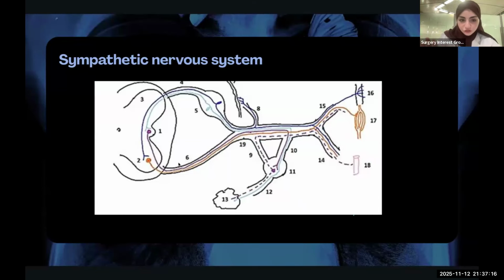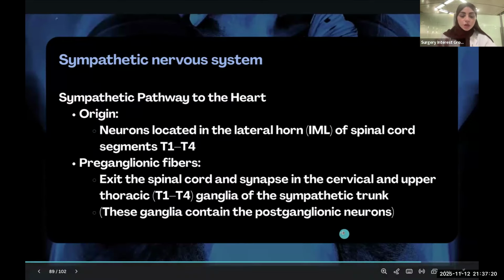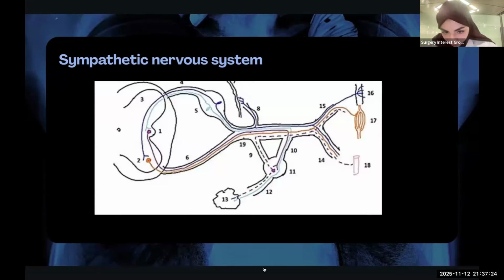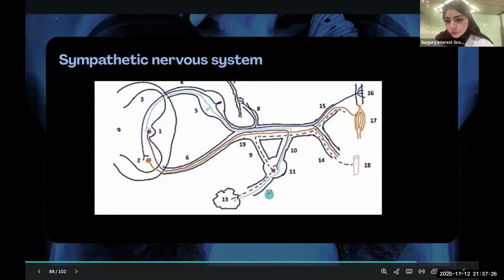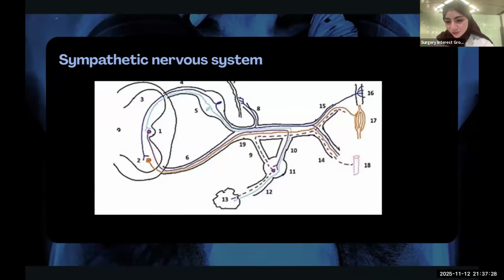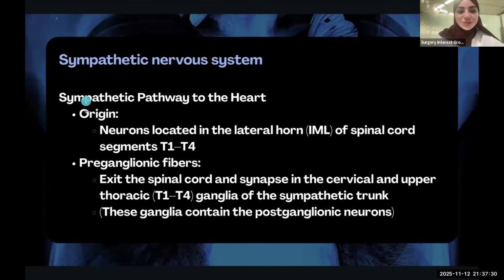Inshallah, it makes sense. So again, just to reiterate one last time, we're going to go through the slides and put it into words. So again, the origin. We'll get to the blue. Anyways, so first of all, we have the sympathetic pathway to the heart.